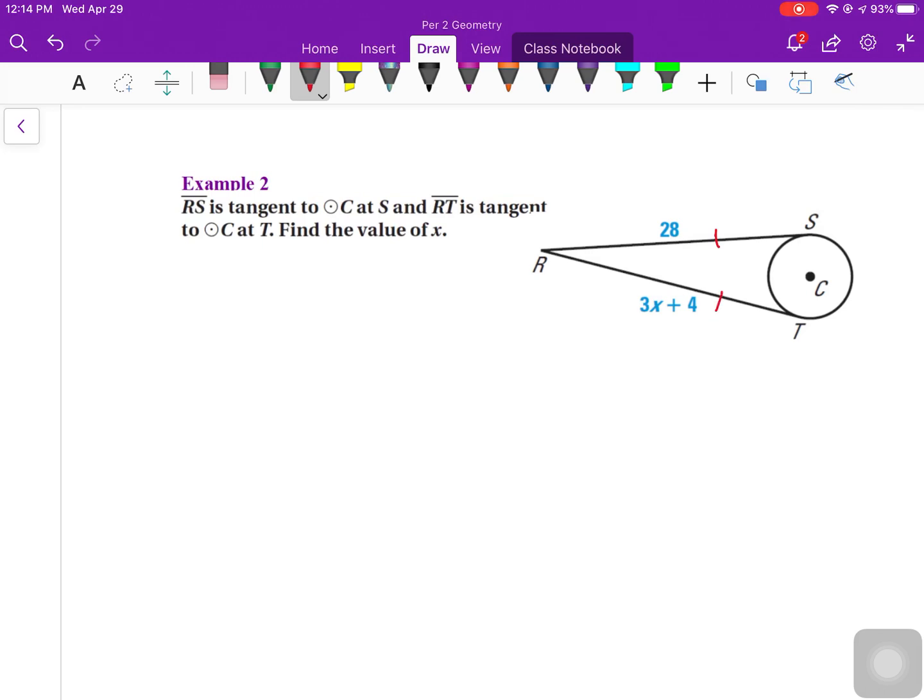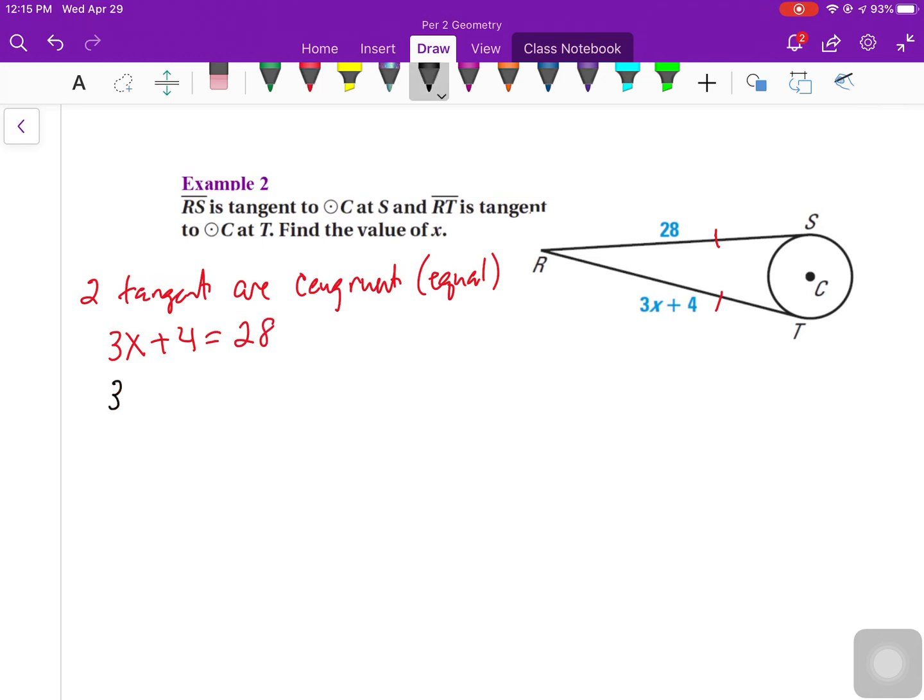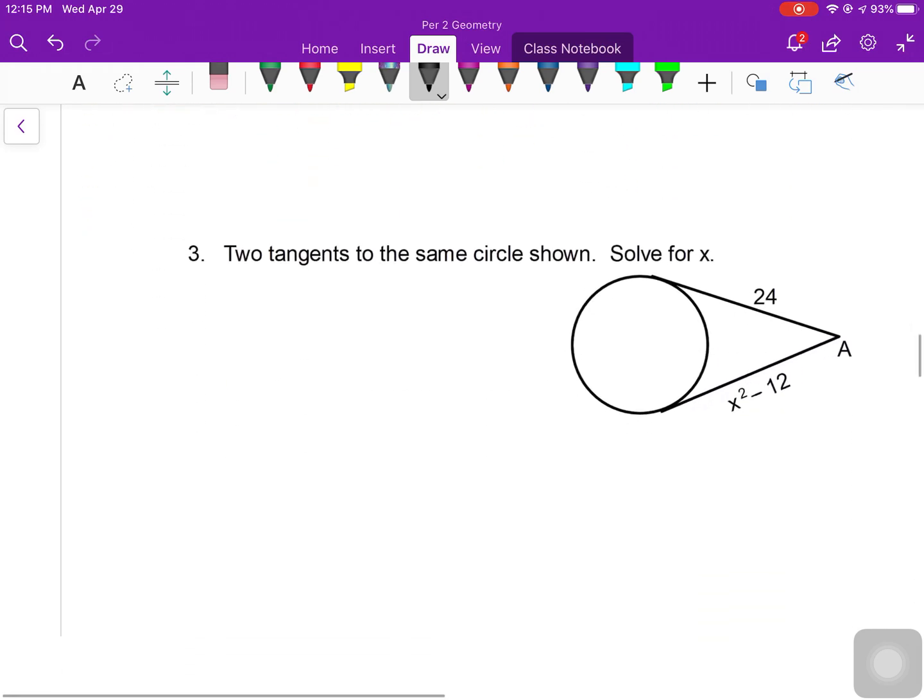Here's an example of two tangents to the same circle from the same point. So I know these two are congruent. Two tangents are congruent or equal. When I set up my equation, 3x plus 4 will equal 28. This one's relatively routine to solve. We subtract the 4. We divide by 3.